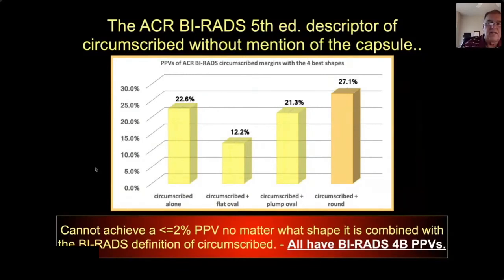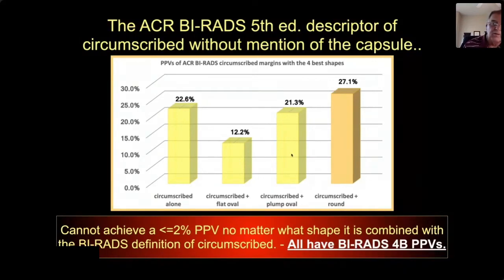So this is circumscribed alone, 22% false negative, mid 4B. Circumscribed plus flat oval, low 4B. It doesn't even achieve 4A. So the ACR definition of a benign margin, circumscribed, is woefully inadequate. Ignore it, look for the thin echogenic capsule, and hopefully we can get it fixed in the next edition of BI-RADS.